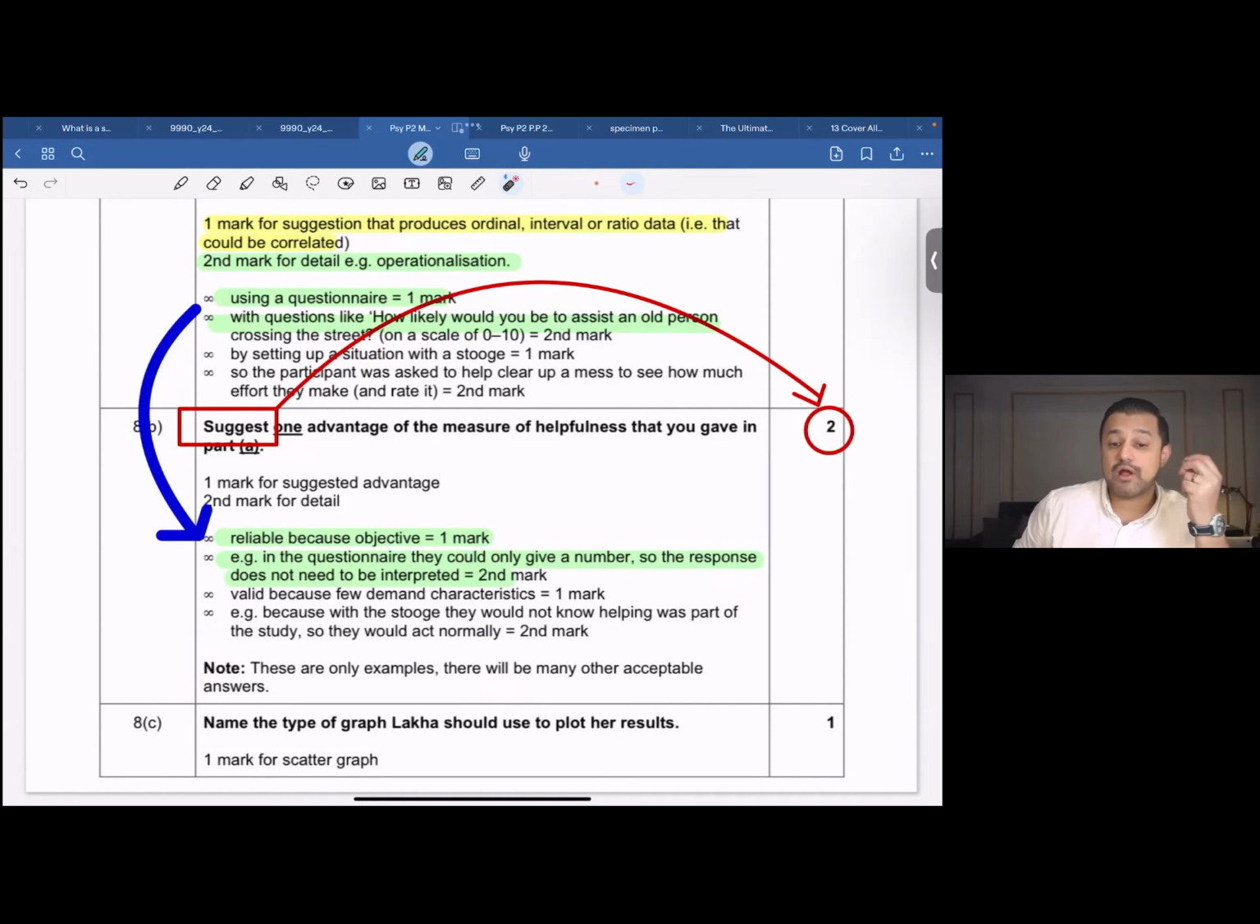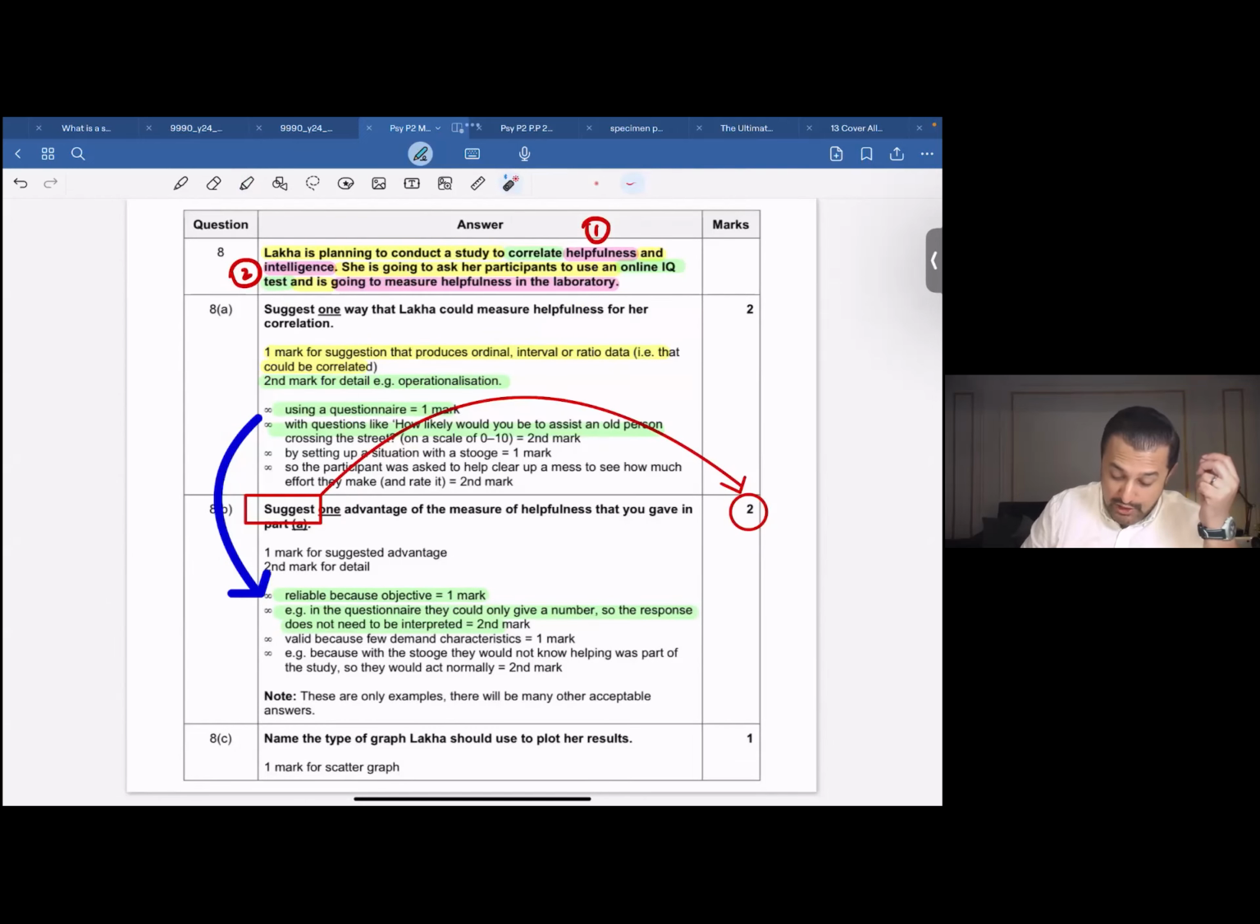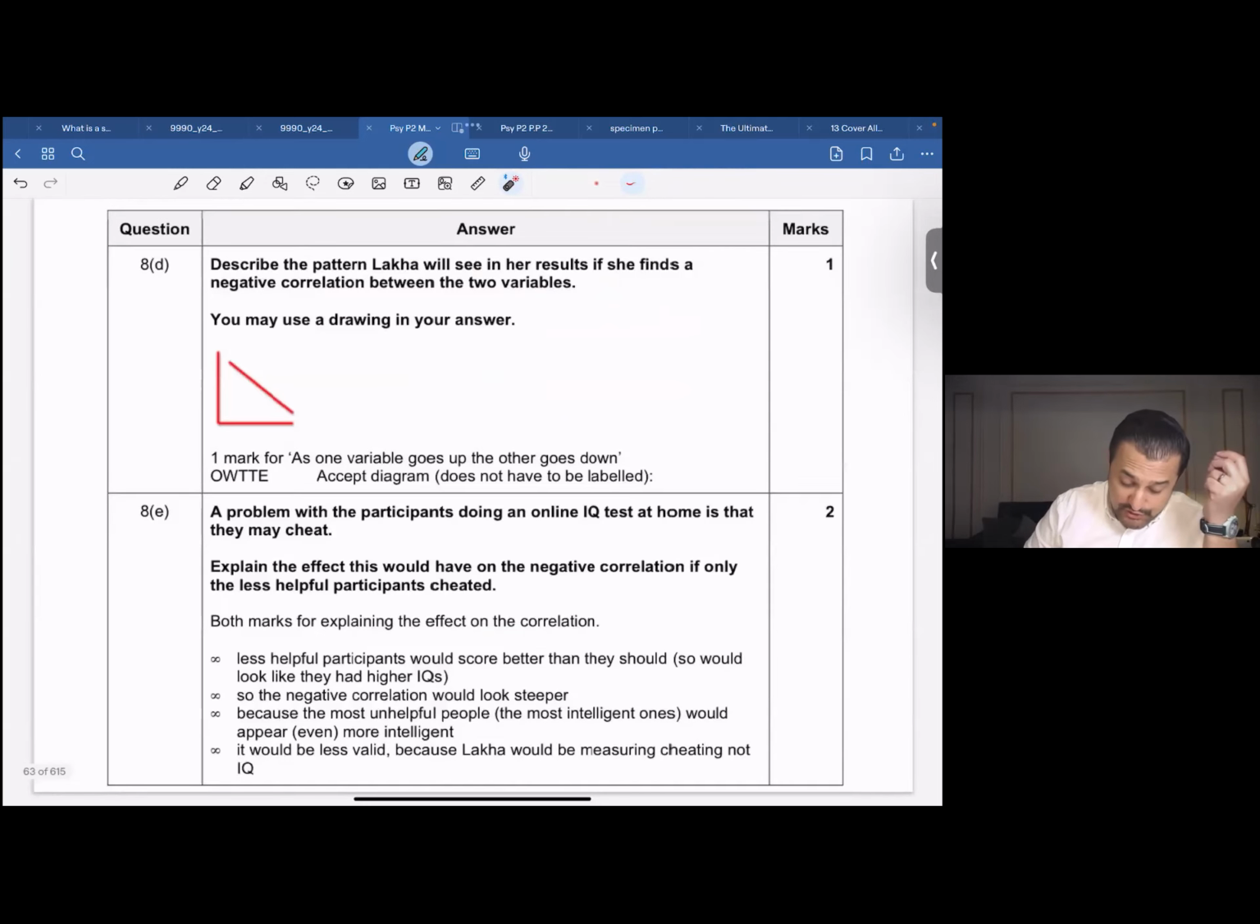Now name the type of graph Lakha should use to plot her results. As you all should be aware by now, when we are talking about a correlational study, we use scatter graphs. So we use scatter graphs when it comes to correlational studies. Remember that.